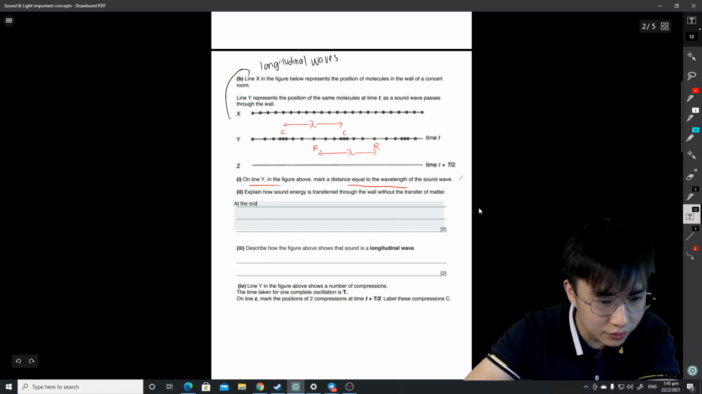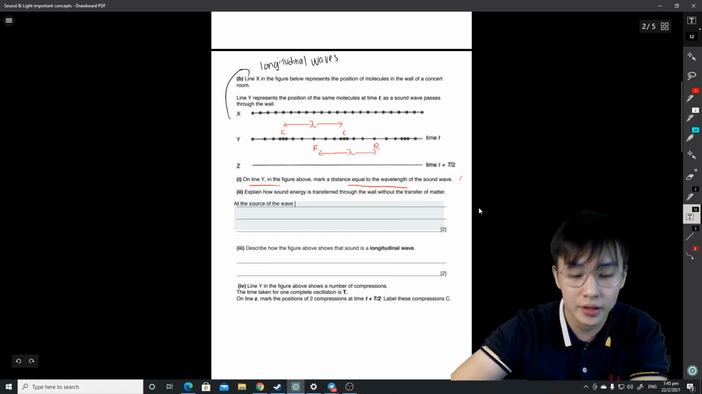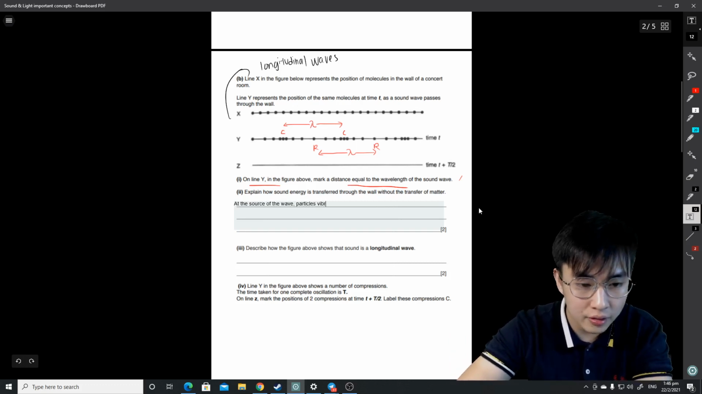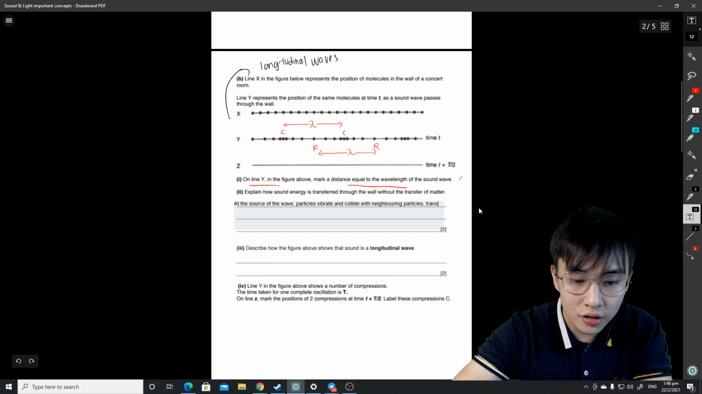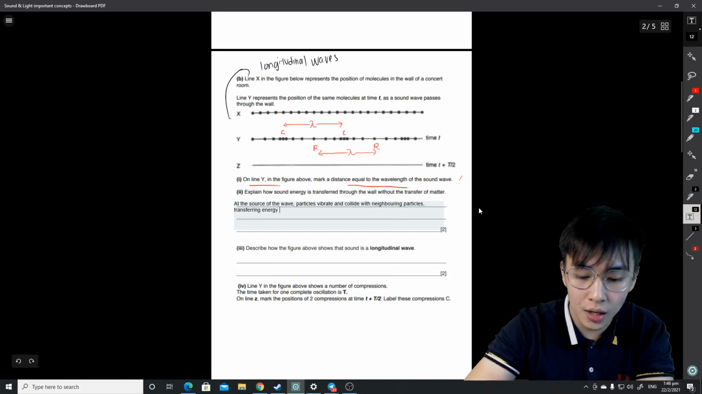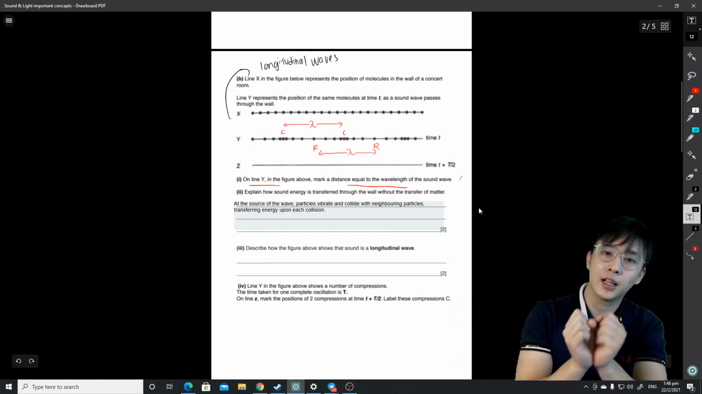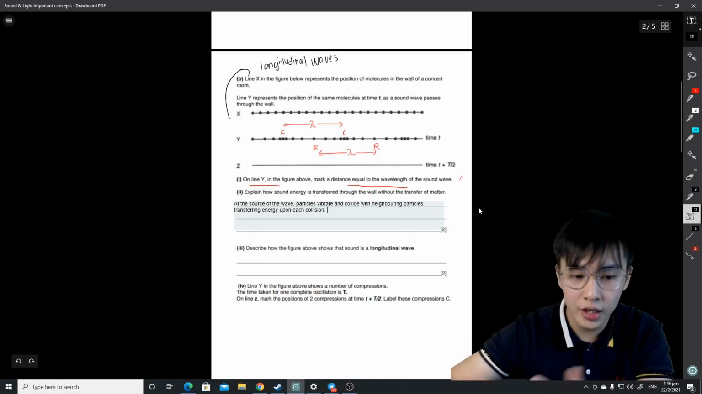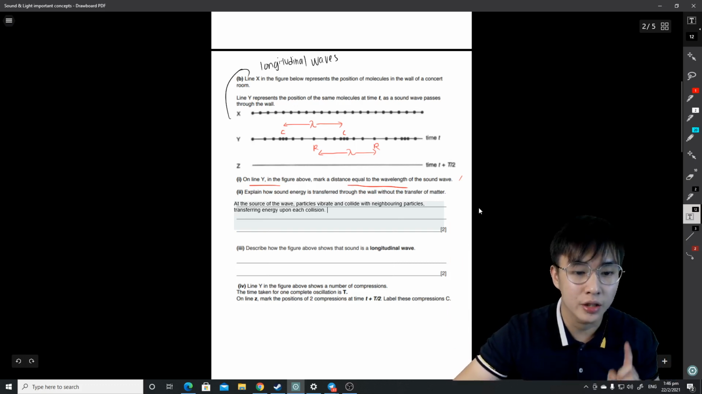So you can say that at the source of the wave, which is where the disturbance occurs, producing the sound wave, particles vibrate and collide with neighboring particles, transferring energy upon each collision. Every time they collide, they pass on energy. That's how the sound wave passes energy through. Very simple concept. We've tackled the first mark, how energy is being transferred through the wall.